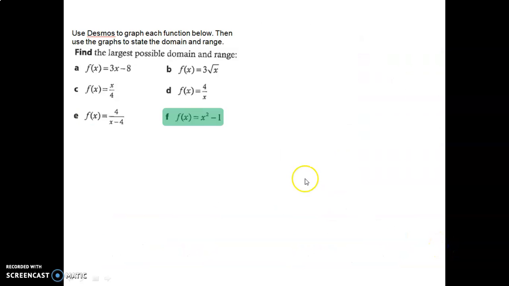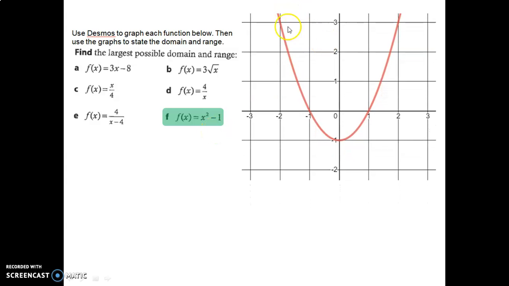All right, we've made it to the last one, and this one should look familiar. That is definitely a parabola, quadratic. We studied a whole unit on that, so we should already have an idea of what that graph looks like. But put it in Desmos, and let's get the domain and range. So here's our graph. It's a parabola.